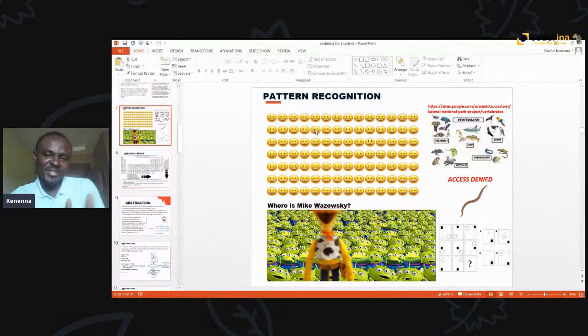So my question now is, looking at the first pattern, you have the smiling faces. Which one of them is not like the rest? Let's say you have this as a task. Which one of them is not like the rest that we're looking at? Anyone there? Anyone? You could leave me a message.